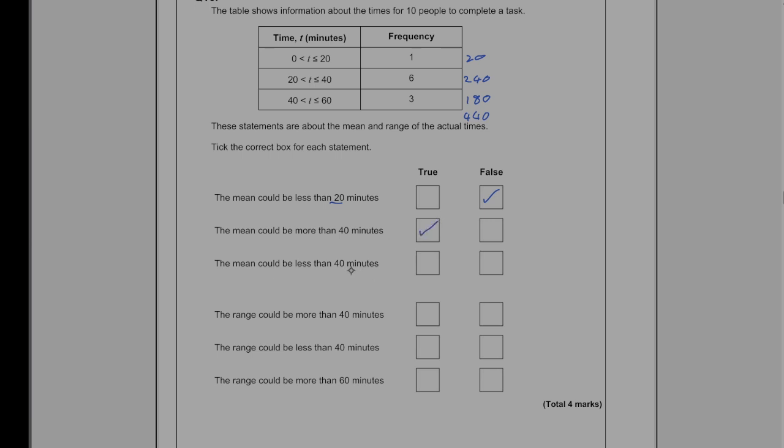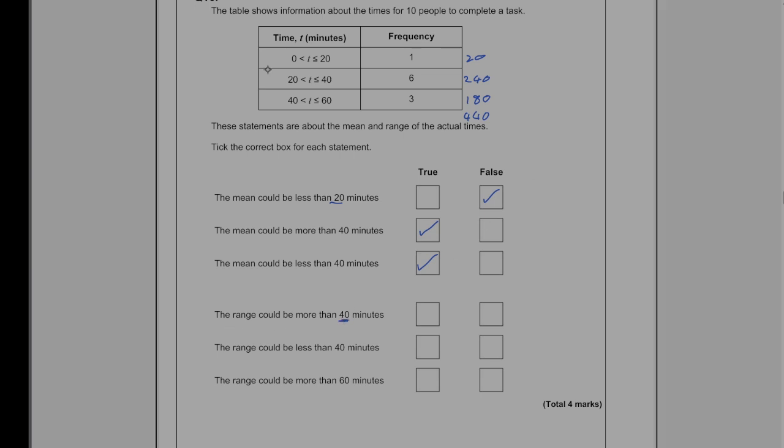It could be less than 40. We should have ticked that one last time. We had got the maximum that it could be 240. So we already know that that one's true. I should have ticked that when I was there. The range. Okay, so the range is slightly easier to work out. So the range could be more than 40 minutes.